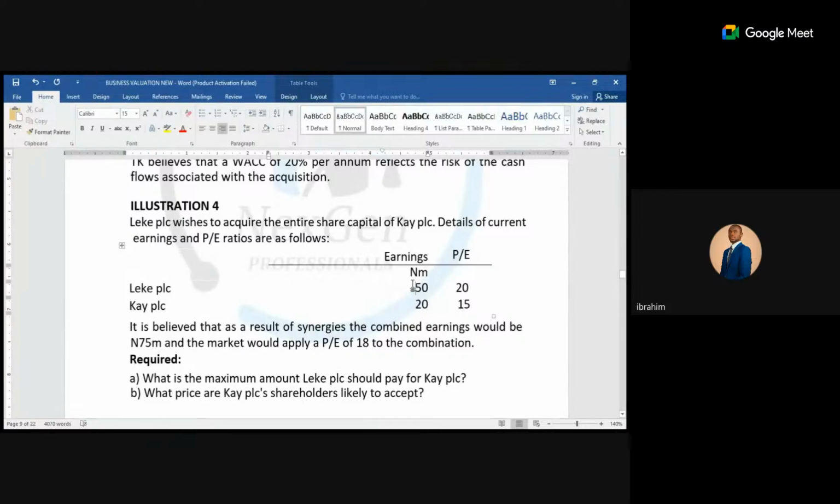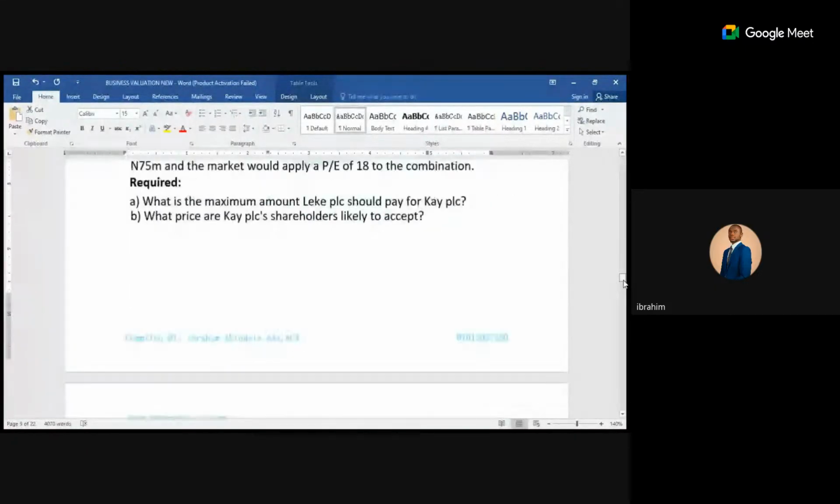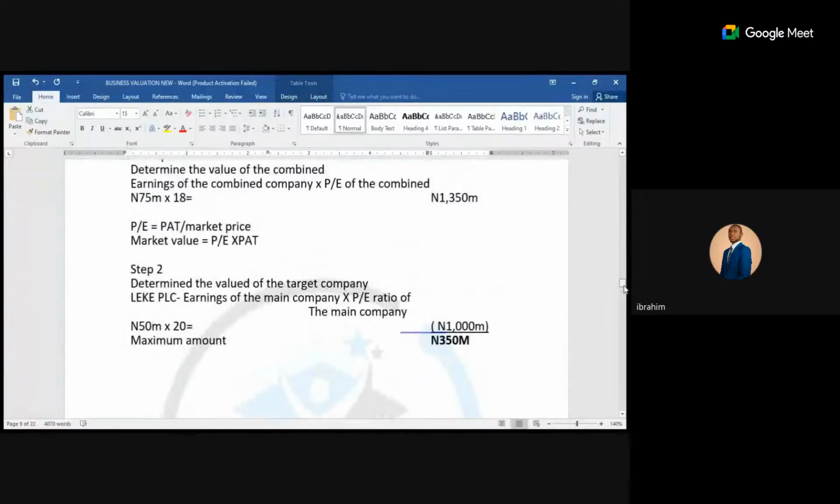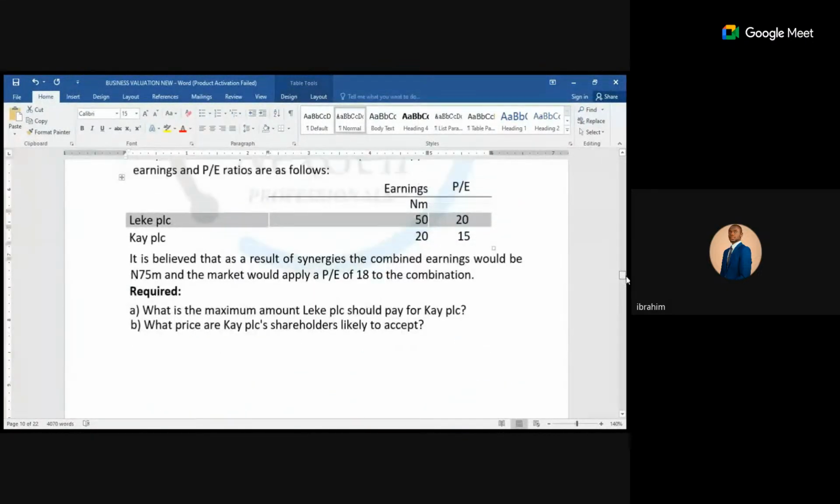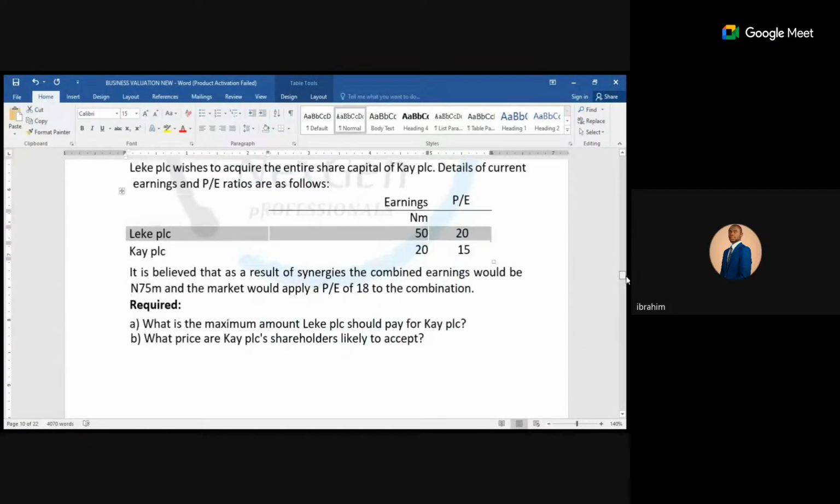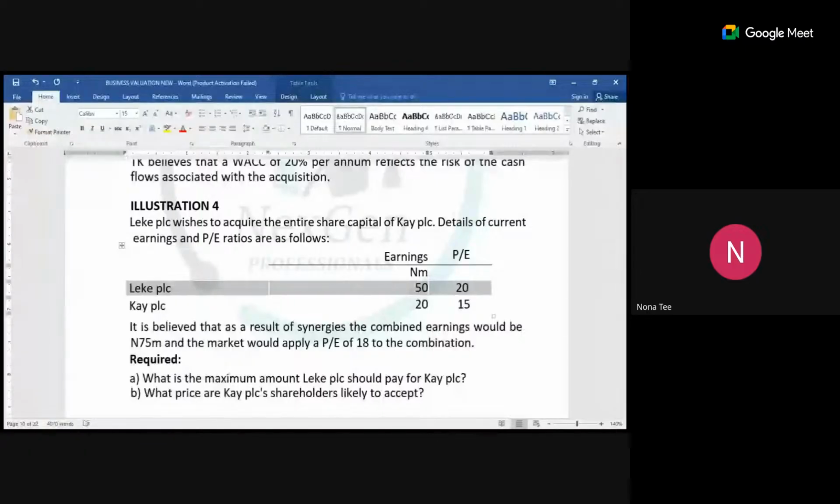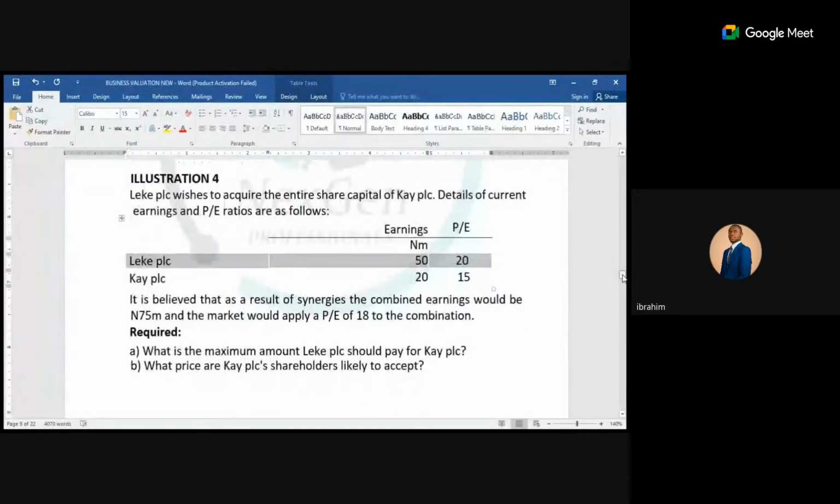Then just remove the value of Leke from it. When you remove it, it will give you the maximum amount at which they can pay for that particular company. Do you get? I don't understand. You don't understand? Okay. You understand later. Thank you.